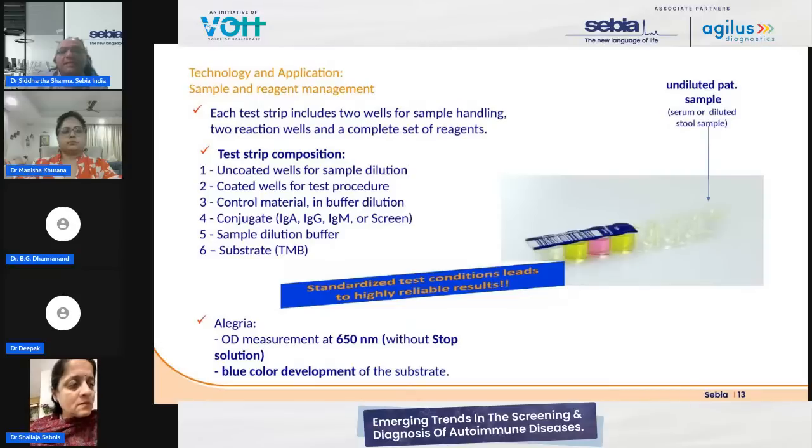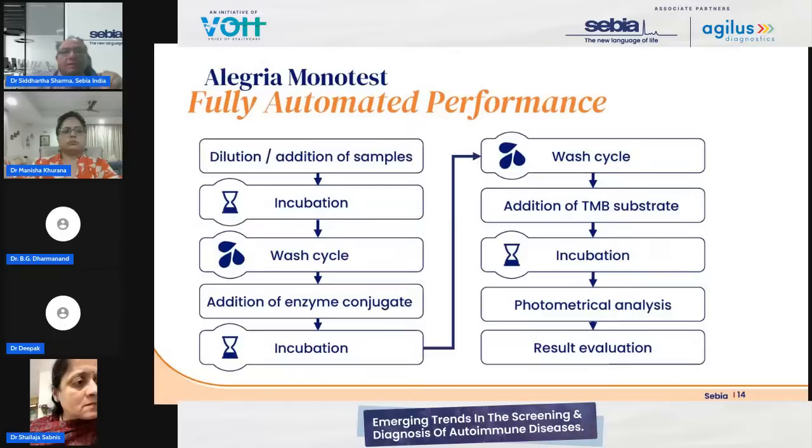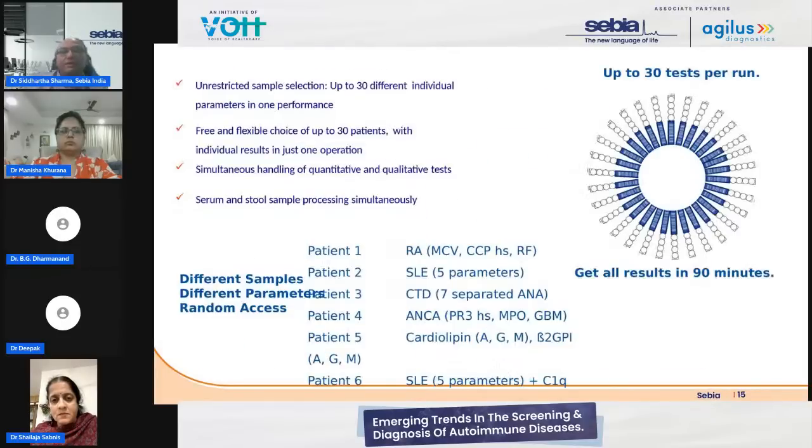So basically, this in a nutshell displays the process flow of ELISA testing, which has been miniaturized into a strip form and leads to standardized testing conditions, leading to a highly reliable result. This slide displays the ELISA process which is followed in the instrument, and all ELISA testing, as per the convention, is done by the instrument itself. So there is no need for any manual intervention.